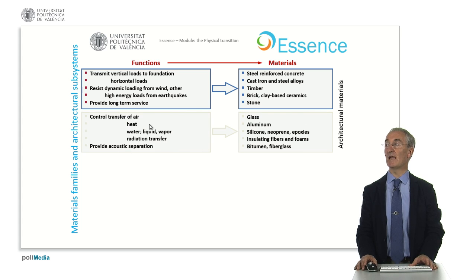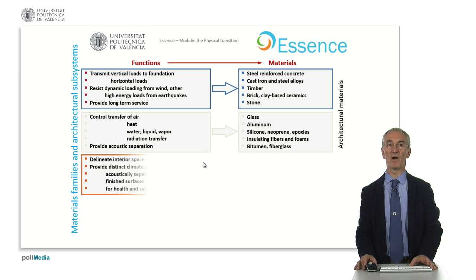In the case of the envelope, we should control transfer of air, heat, water, radiation, and provide acoustic separation, and the typical materials are glass, aluminum, or different polymers, which should be insulating, integrating fibers like in hybrid materials, or more modern materials which are made either naturally or artificially. But again, the hybrid solution is a very good future approach which is being implemented now, because it decouples the problem of meeting the requirements.